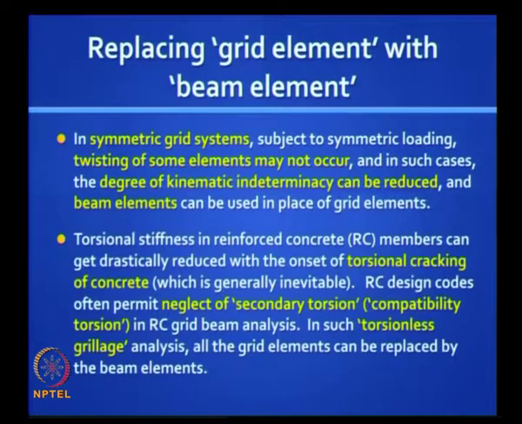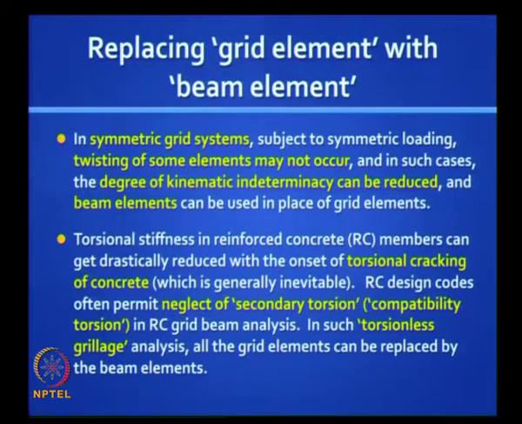In reinforced concrete, torsional stiffness can get drastically reduced with the onset of torsional cracking, which is generally inevitable. RC design codes often permit the neglect of secondary torsion or compatibility torsion, which is different from primary torsion. There are some torsions you can't avoid, to satisfy equilibrium you have to have them, but in grids you do not have those instances. In such torsionless grillage analysis, which we do frequently in bridge decks, you can release these twisting moments. All the grid elements can be replaced by beam elements.